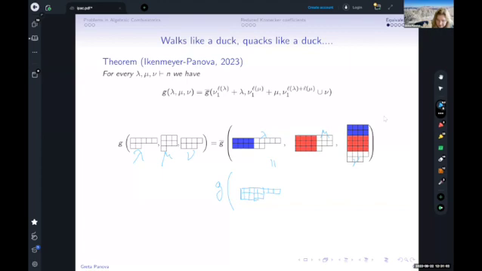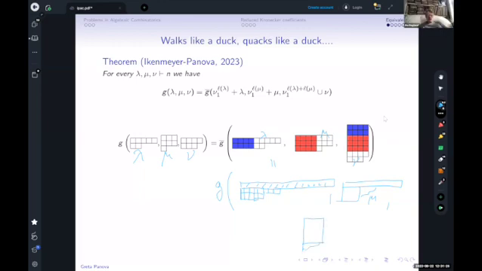So this is basically saying that the reduced Kronecker is the normal Kronecker when we add a very long first row to our partition. This is what this identity is really saying.